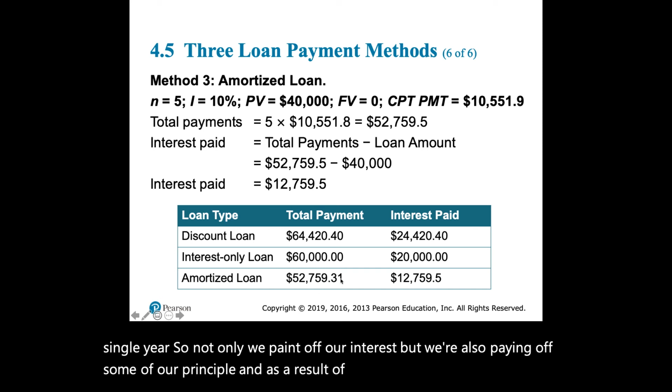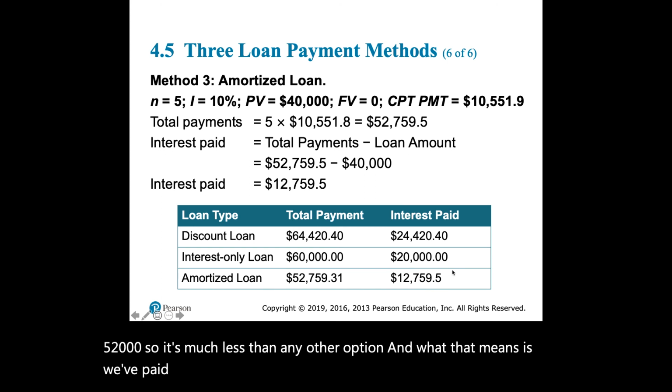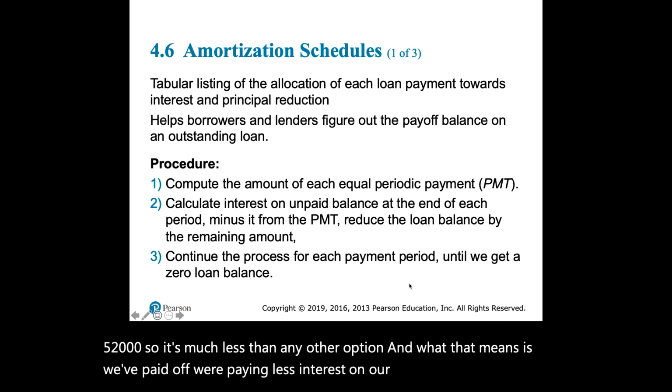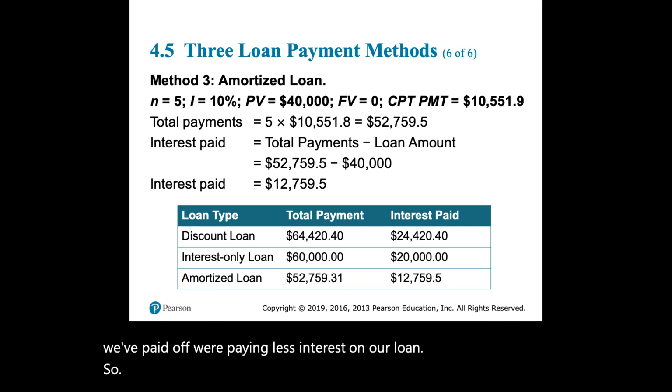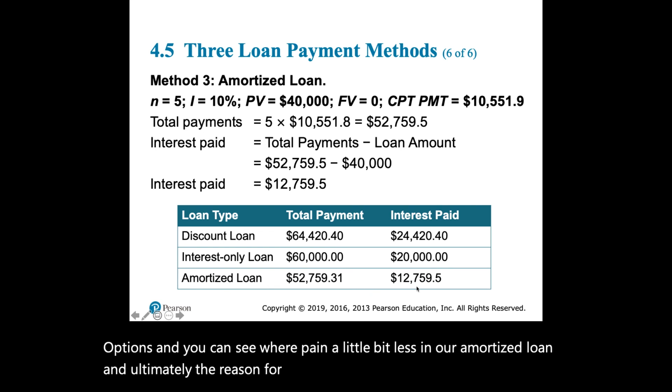And what that means is we're paying less interest on our loan, okay? So that explains the different options, and you can see we're paying a little bit less in our amortized loan. Ultimately the reason for that is the more that you pay off your principal earlier, the less interest you have to pay. So if you recall, in the discount loan, we didn't pay anything for the first 4 years.